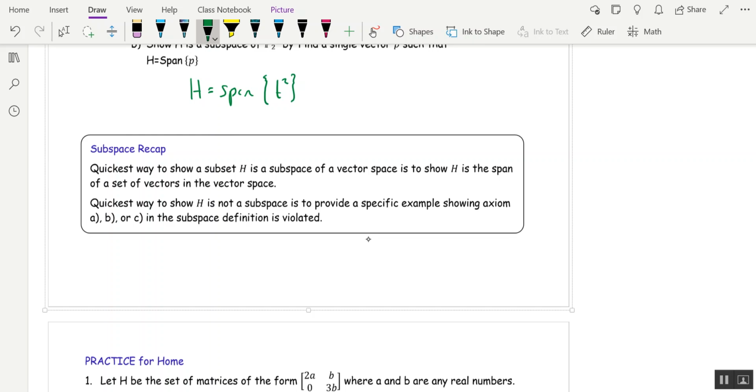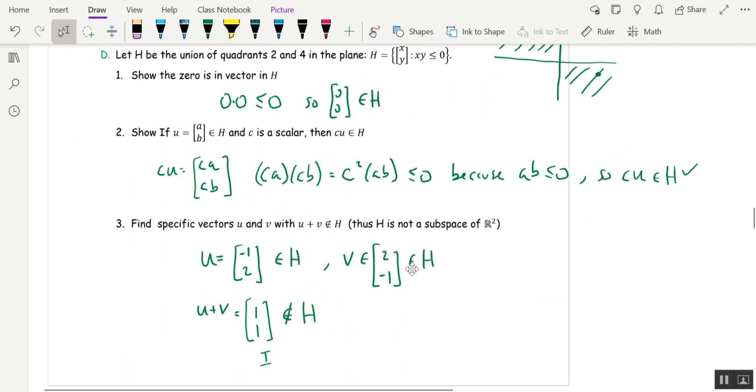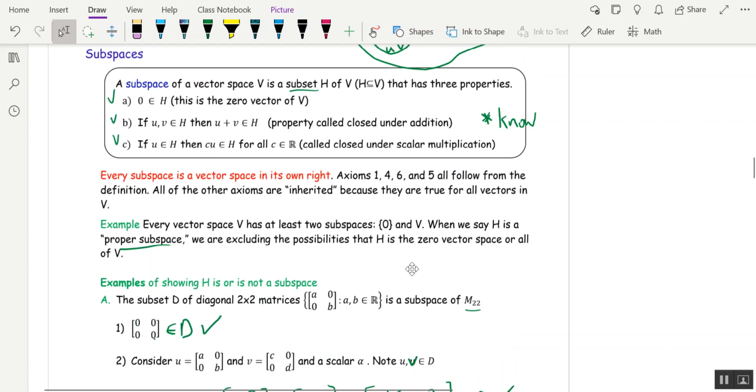If you're trying to show something is not a subspace, it's very hard to show it's not the span of a certain set of vectors. So that would be difficult. But usually it's pretty easy to show that one of the conditions of being a subspace fails, either A, B, or C. The quickest one is the zero vector. So that's the low-hanging fruit. If you want to show something's not a subspace, if you can show the zero vector's not in there, that's the quickest. Sometimes it will be in there and you'll have to move on and try to show you don't have closure under addition or you don't have closure under scalar multiplication.